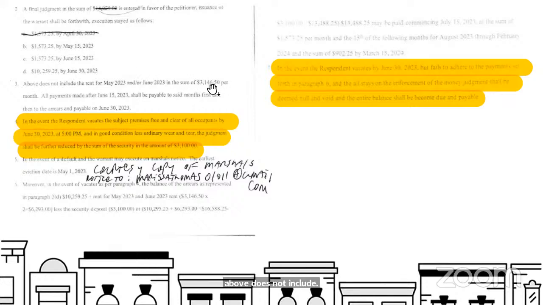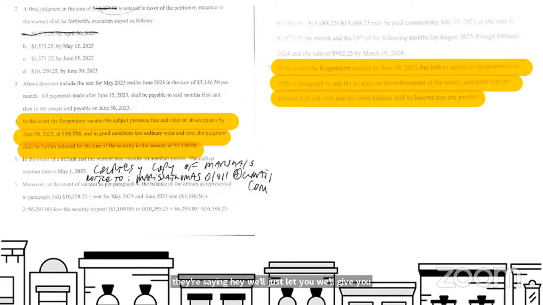so in the sum of $3,146 per month, and then they have to pay the 1,500 by June 30th. However, if they leave by June 30th, that means that the landlord is agreeing to waive the $3,100. So this may be great for you because again, they can come after you for any back rent owed in civil court. So they're saying, hey, we'll give you a $3,100 break.